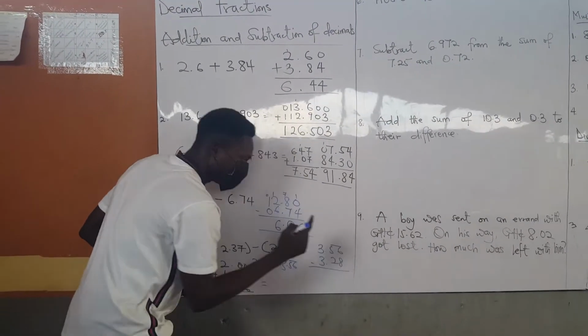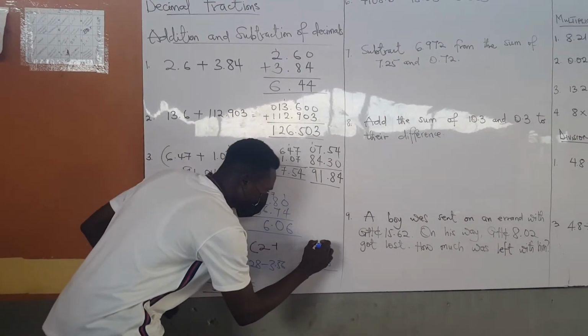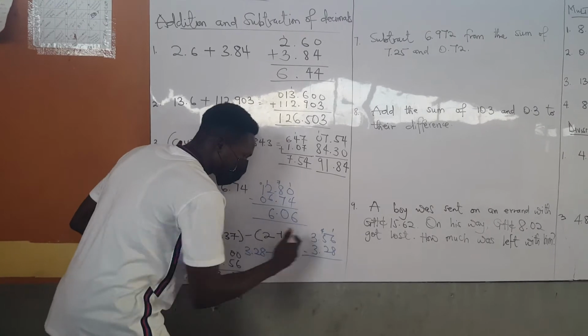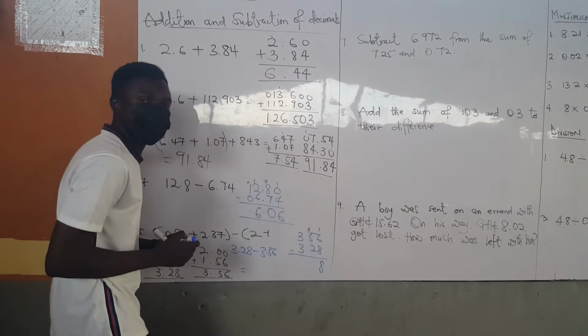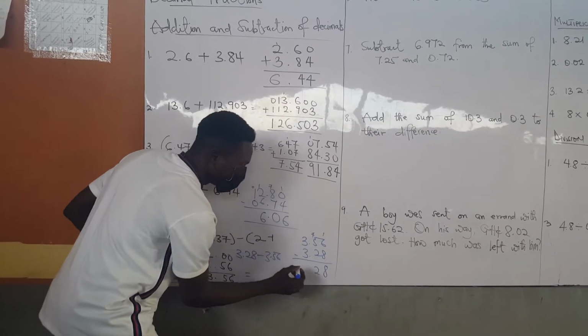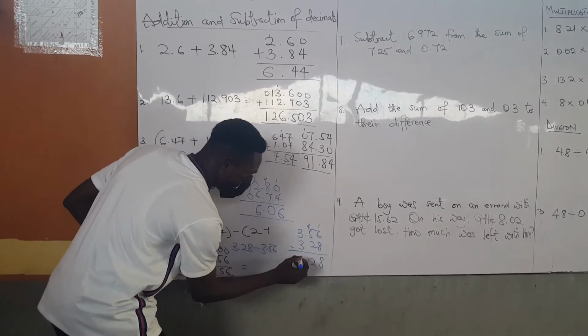6 minus 8 is not possible. So we borrow, this becomes 4. This becomes 16. 16 minus 8 is 8. Now this is now 4. 4 minus 2 is 2. 3 minus 3 is 0.